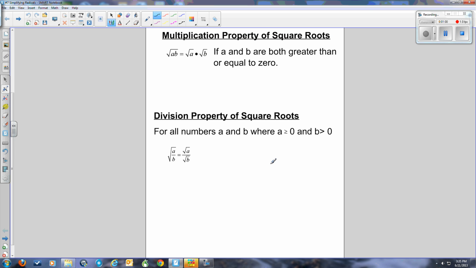Next is the division property of square roots, which says for all numbers a and b where a is greater than or equal to 0 and b is greater than 0. The reason b has to be greater than 0 is, notice in the example, b is in the denominator and you can't have a 0 in the denominator. If you have the square root of a over b, that's equal to the square root of a divided by the square root of b.